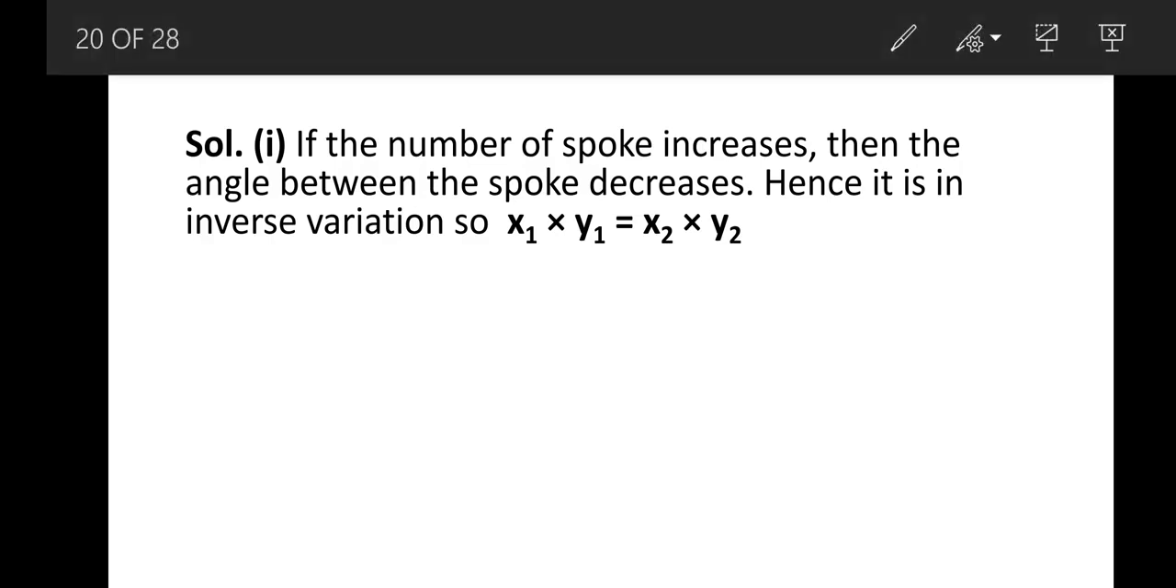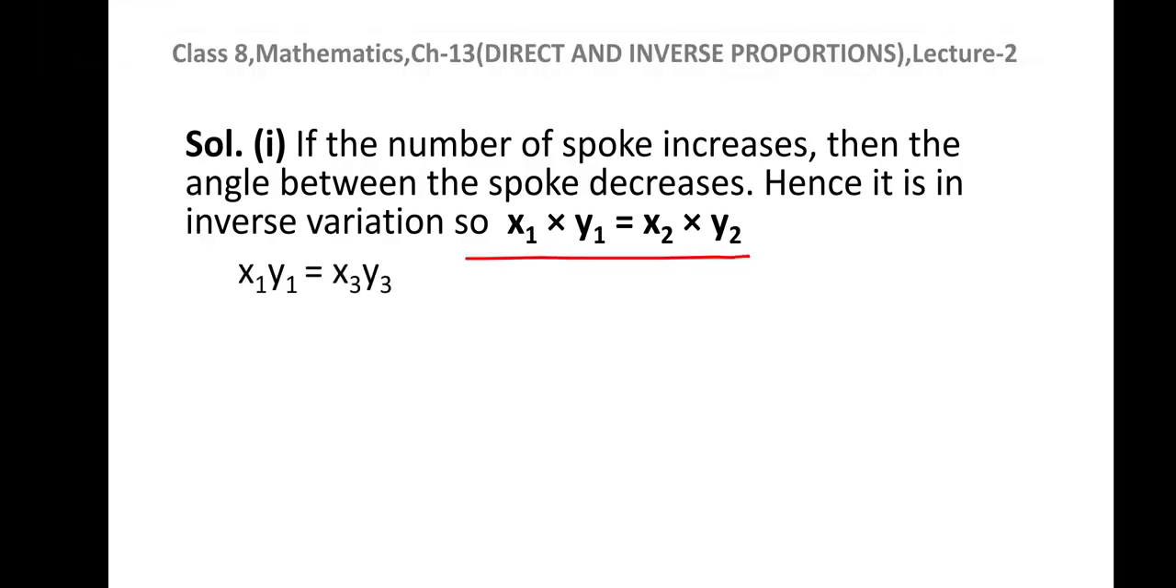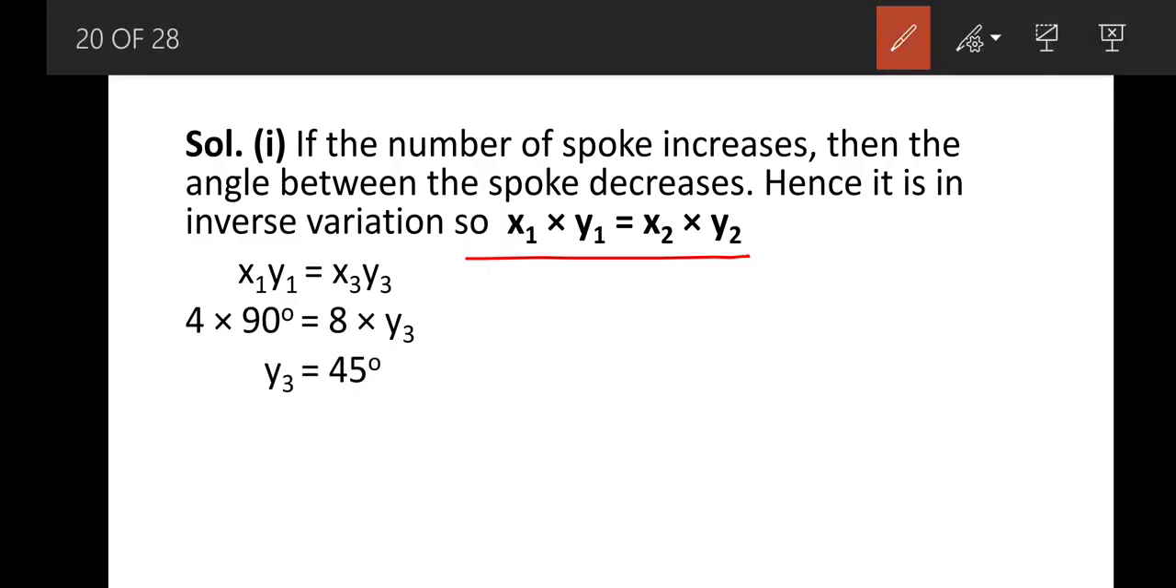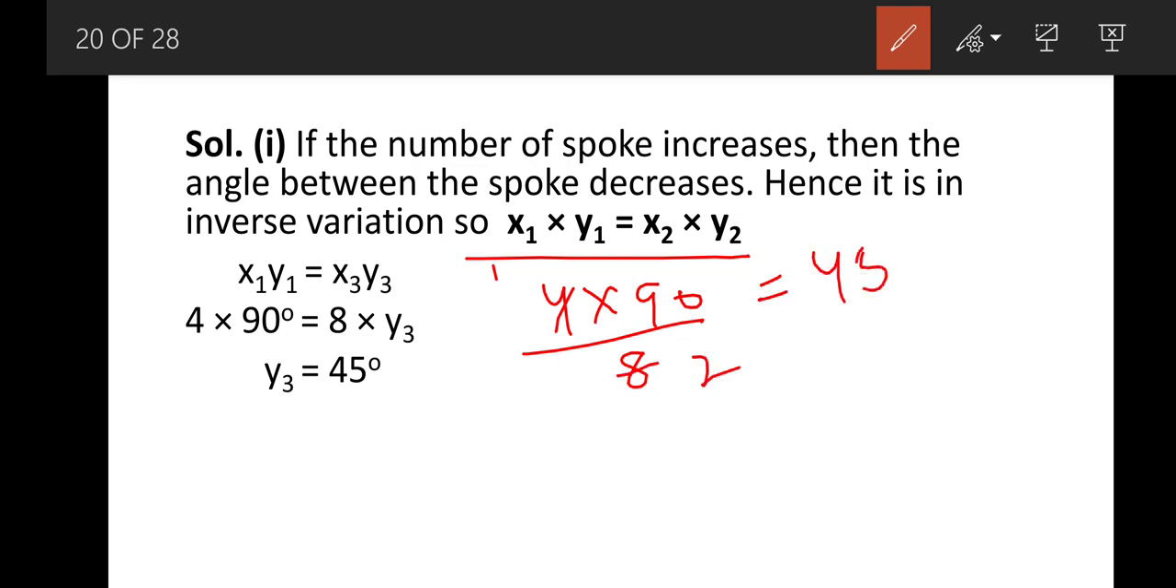So we will be using this relationship, that is x1 y1 is equal to x2 y2. x1 y1 is equal to x3 y3. So 4 into 90 degrees divided by 8, I hope you will be able to solve this. It will be 4 into 90 divided by 8. It will be 45 degrees.